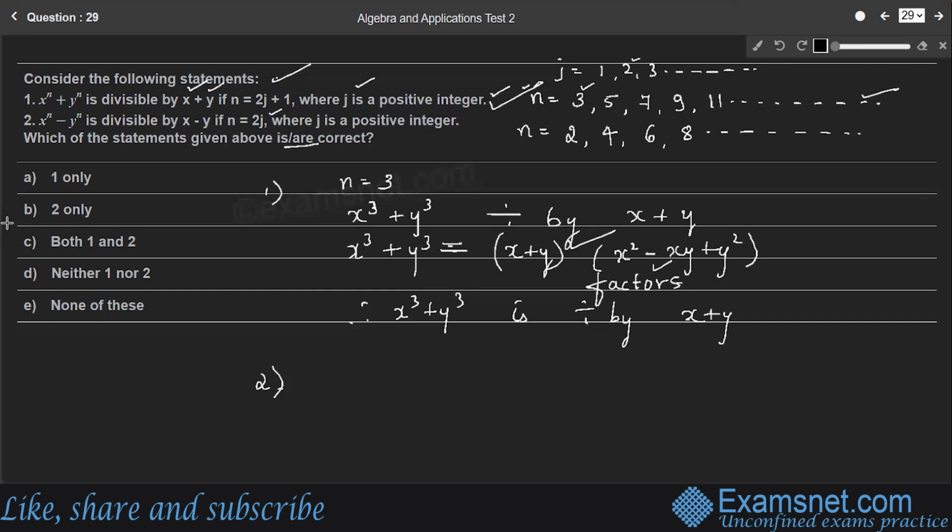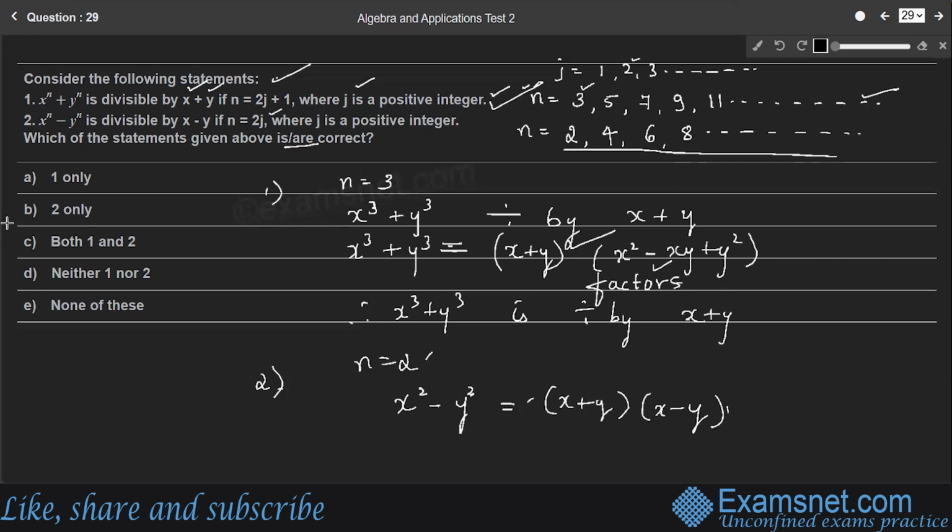x raised to n minus y raised to n is divisible by x minus y, where n is 2, 4, 6, 8 and continues, right? So let us consider n as 2. For example, x raised to n becomes x square minus y raised to n becomes y square. Is it divisible by x minus y or not? For that, let us consider the formula x square minus y square in the form of a square minus b square, which is nothing but x plus y into x minus y.